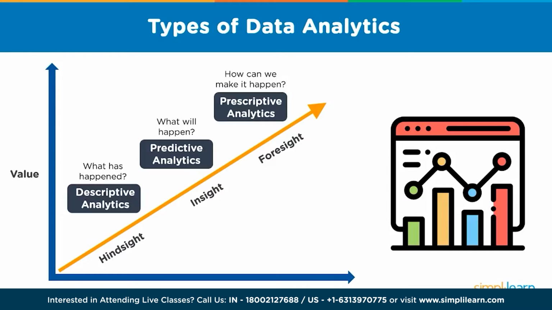And then one of the biggest growing and most important parts of the industry is now prescriptive analytics. And you can think of that as combining the first two. We have descriptive and we have predictive. And then you get prescriptive analytics. How can we make it happen? Foresight. What can we change to make this work better?